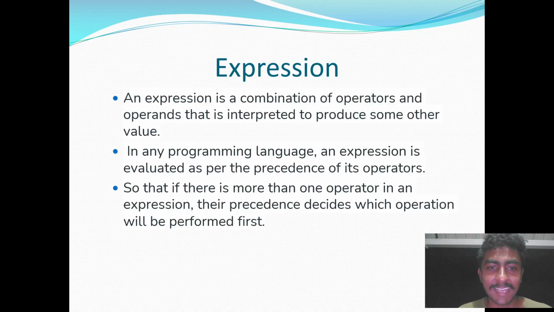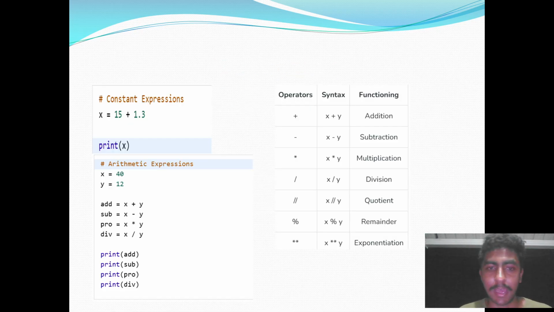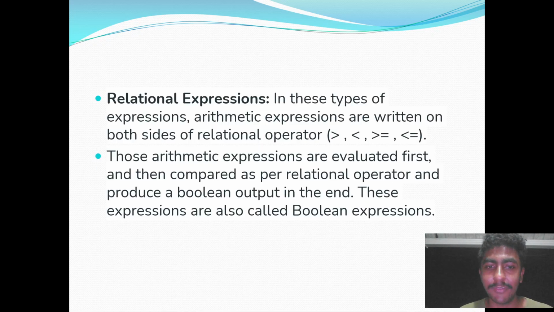So, what is an expression? An expression is a combination of operands and operators that produces a value, like 5 plus 3 results in 8. Examples include arithmetic, like 10 plus 5; relational, like 10 greater than 5; logical, like true or false; and bitwise, which are bit level operations. These categories are introduced in the PPT.